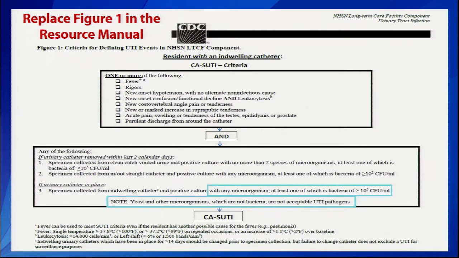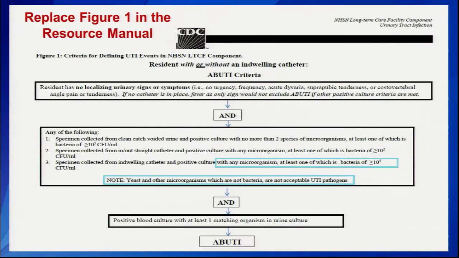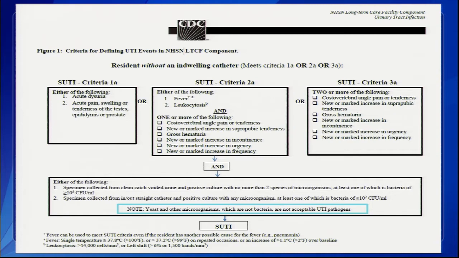So on this slide and the next couple slides, I try to highlight within this figure what the changes revolved around, so that you would know. Here you can see the note: yeast and other microorganisms are not acceptable UTI pathogens. Same scenario here for your figure 1 ABUTI criteria. Toss it out and replace it. And then it does not impact the SUTI criteria, so keep this one in the manual.